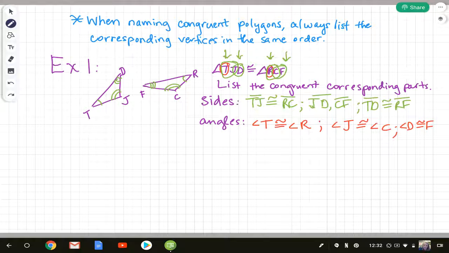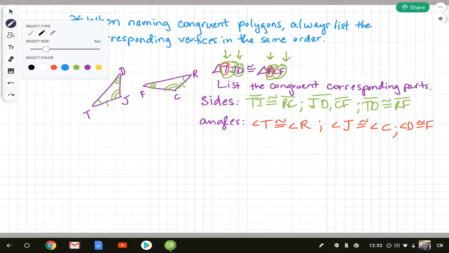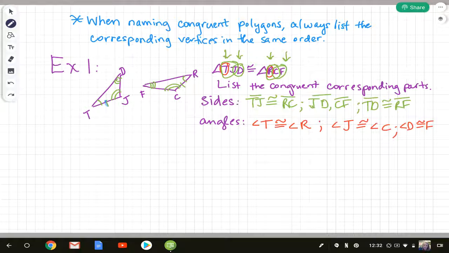The same works for the sides. So if TJ and RC are congruent, I could mark it with 1 mark. Let me change colors, to show the difference from the angles. All right, so I'd mark one mark for that one. JD and CF, I could mark with 2 lines. And TD and RF, I could mark with 3 lines.